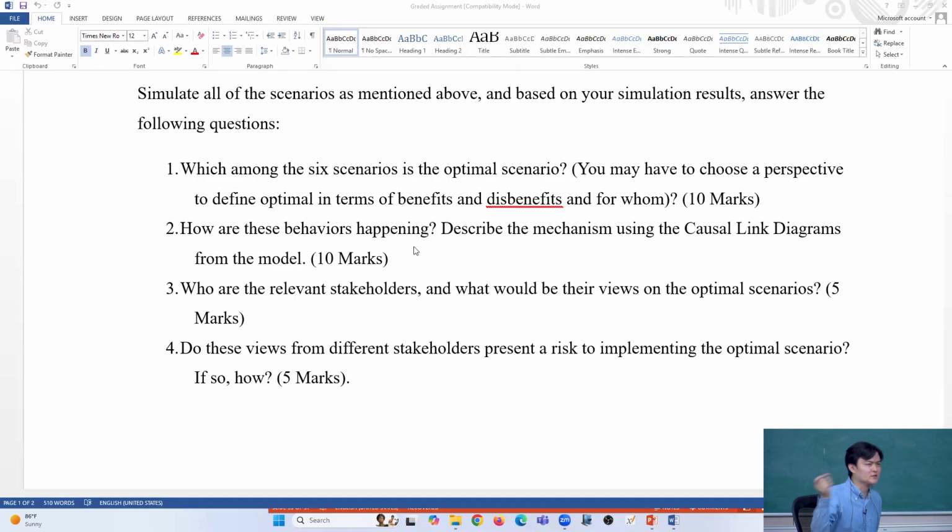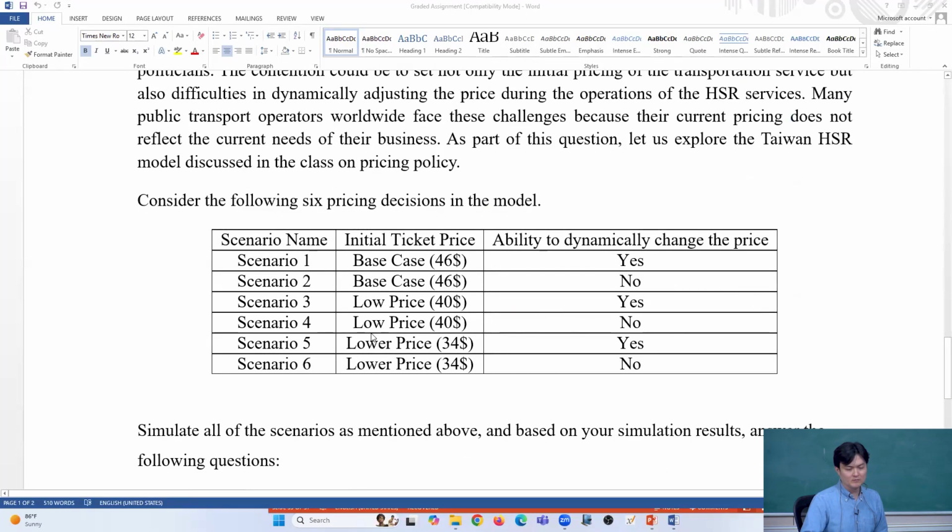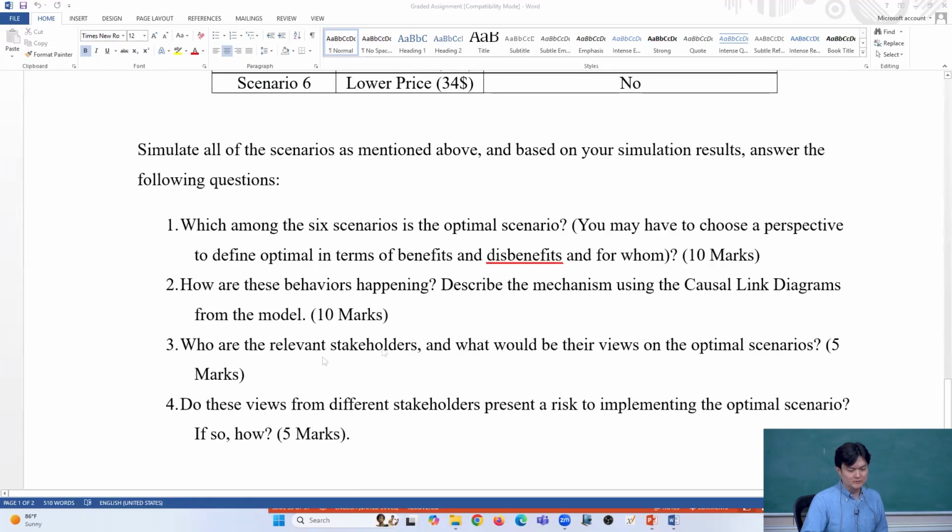So not just with all words, but a simple diagram of the causal link for this is going down because this is happening. This is going up because this is happening. This kind of a sentence just to describe the simulation results you will see.